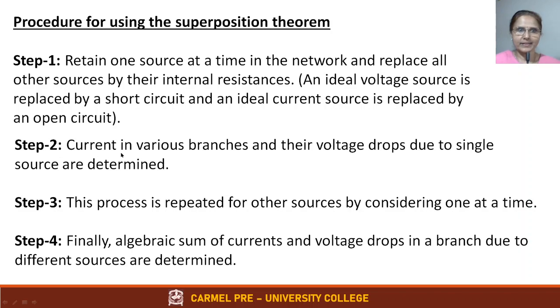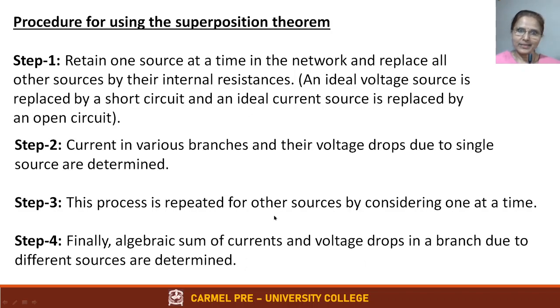Okay. So second step is you have to find current in the branches and also voltages in those branches due to single source. Then the third step is the process is repeated for all the sources considering one at a time. And the fourth step is you are going to add all the currents in one particular branch due to each source and add all the voltages in any particular branch due to each source. Then that will be the result.